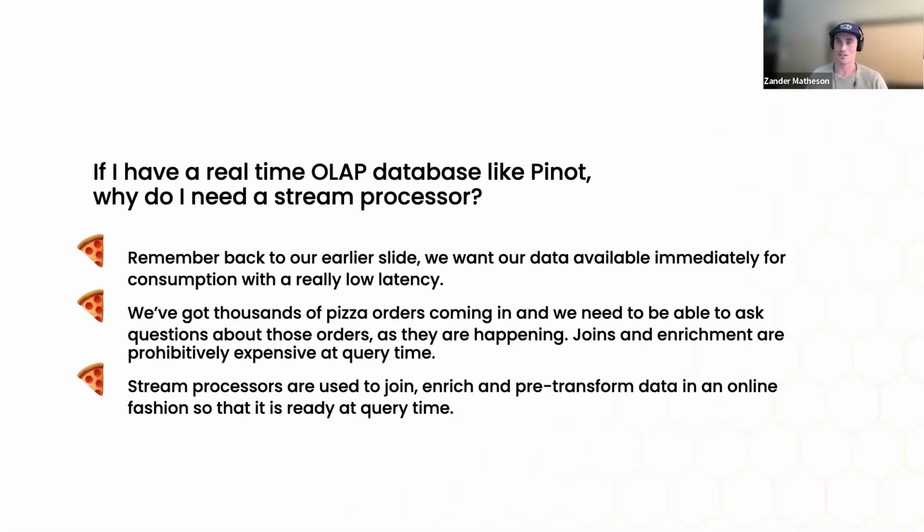So back on our earlier slide, we made it clear that we want our data available immediately for consumption at a really low latency. And so in order for us to be able to have a low latency query, we can't actually make joins or enrichments at query time. So generally where a stream processor comes into the picture is in that transform and transport side. You want to enrich that data or join data together so that the query is relatively straightforward. Real-time OLAP systems are really fast at doing select stars. They're not really fast at doing select stars across a bunch of things they've joined together.